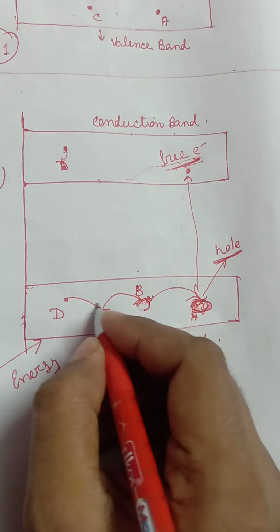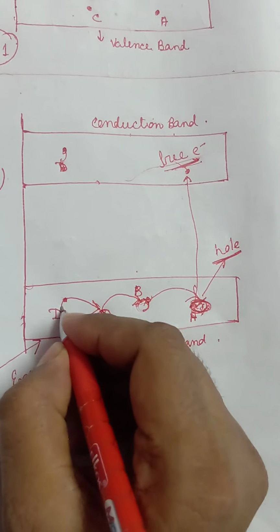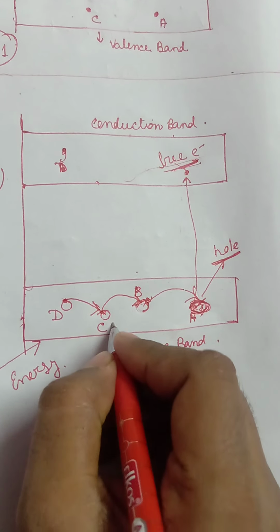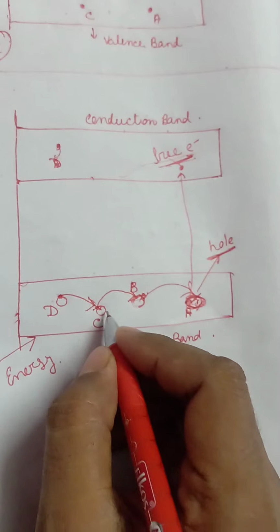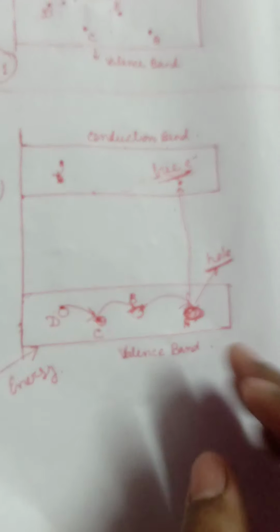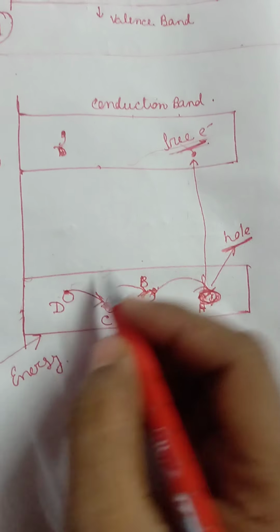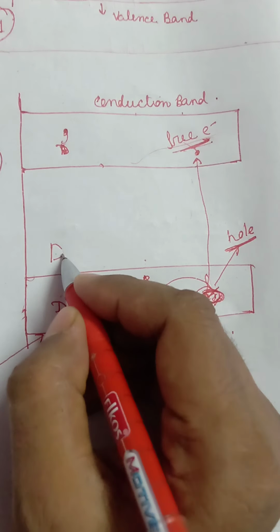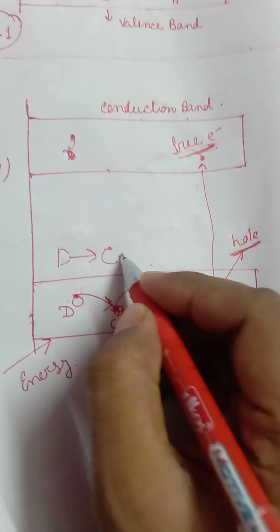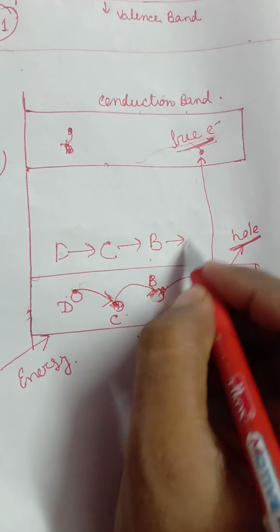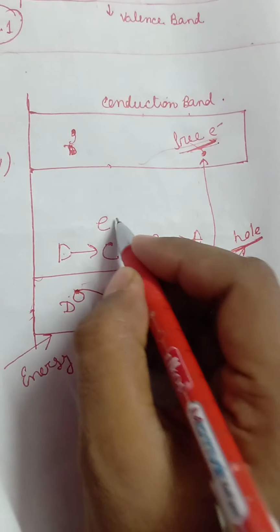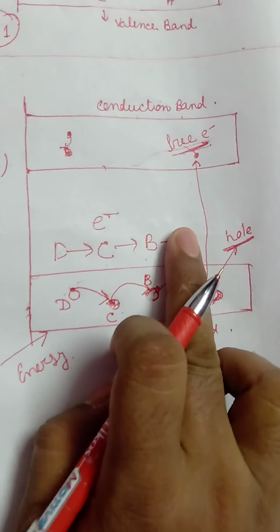Again a valence electron from the covalent bond will come to the position C. So this way this process will continue. So you can see that the electron is moving from D, then C, then B, then A. It is the direction of movement of the electrons.